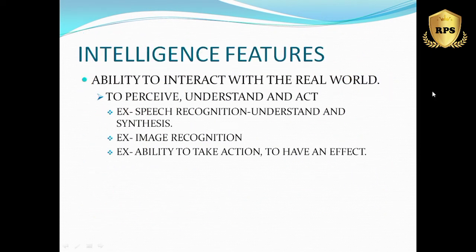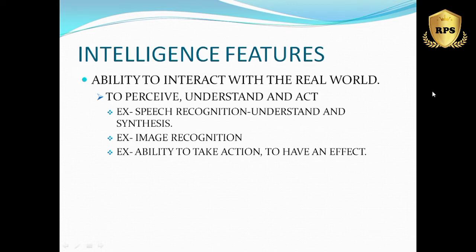So intelligence has some features, mainly three features. First, the ability to interact with the real world. In this, we have suitable information so that we can easily interact with the real world. All humans have this intelligence, but here our main intention is to give this intelligence to machines. A machine can interact with the real world just like humans. So in this, to perceive, understand and act. Here the machine is perceiving, understanding it, and then acting upon its understanding.